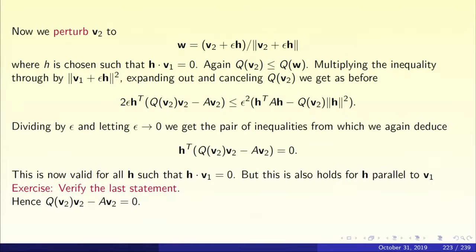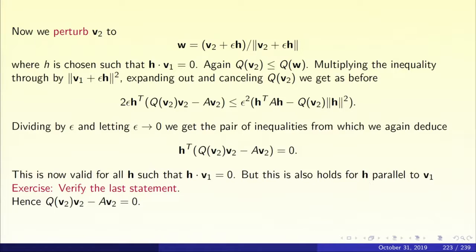Divide by epsilon and let epsilon go to 0. But epsilon can go to 0 through positive values or through negative values. We will get two opposite facing inequalities. Together it will become an equality. What happens to that equality? H transpose times (Q(V2) V2 minus AV2) equals 0. But now this is valid not for all H, but only for H such that H dot V1 is 0.